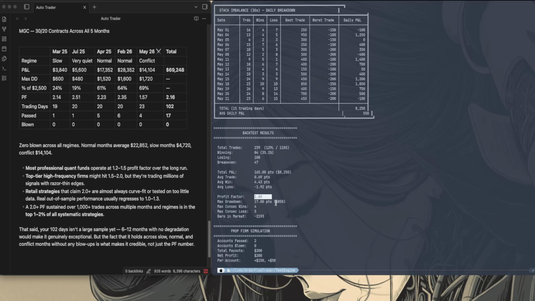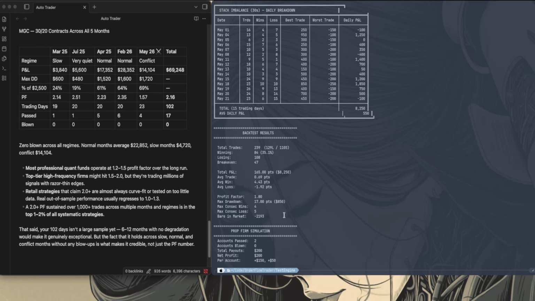The max drawdown was $850 right there. Wasn't even close to 2,500. I could have traded more contracts. Max consecutive wins was 4. Max consecutive losses was 5. And this is on trading 2 contracts and 1 contract, depending on the average true range, the ATR.